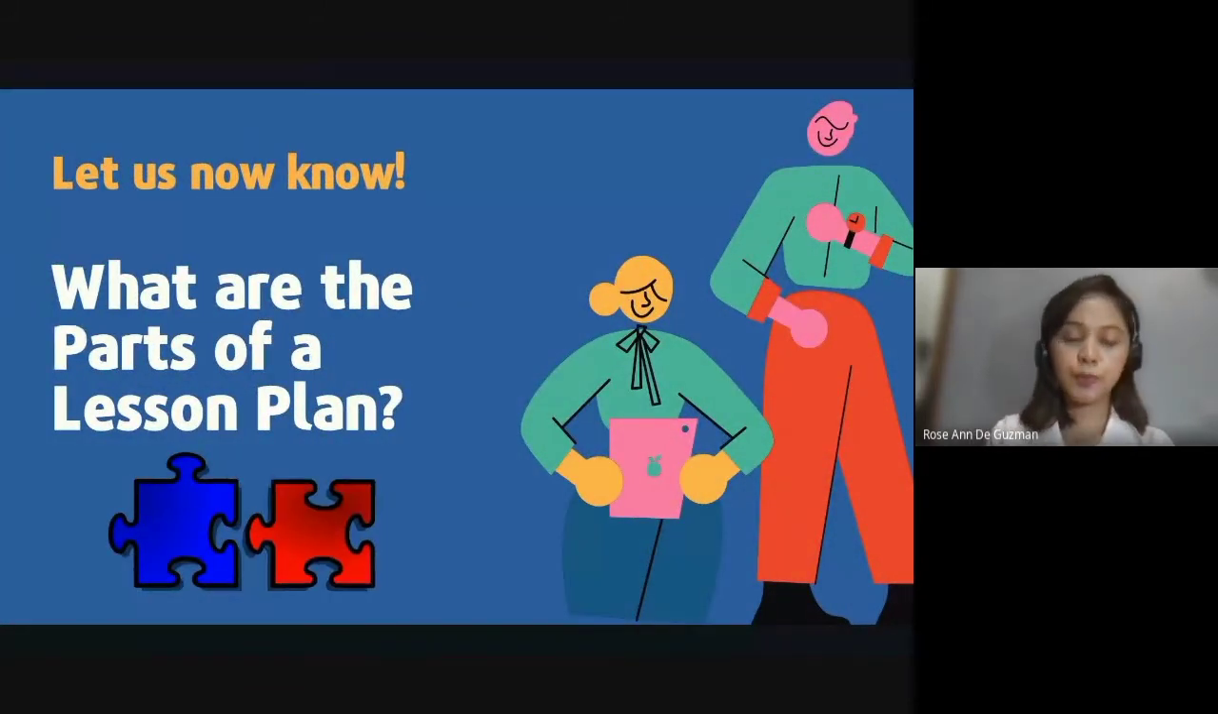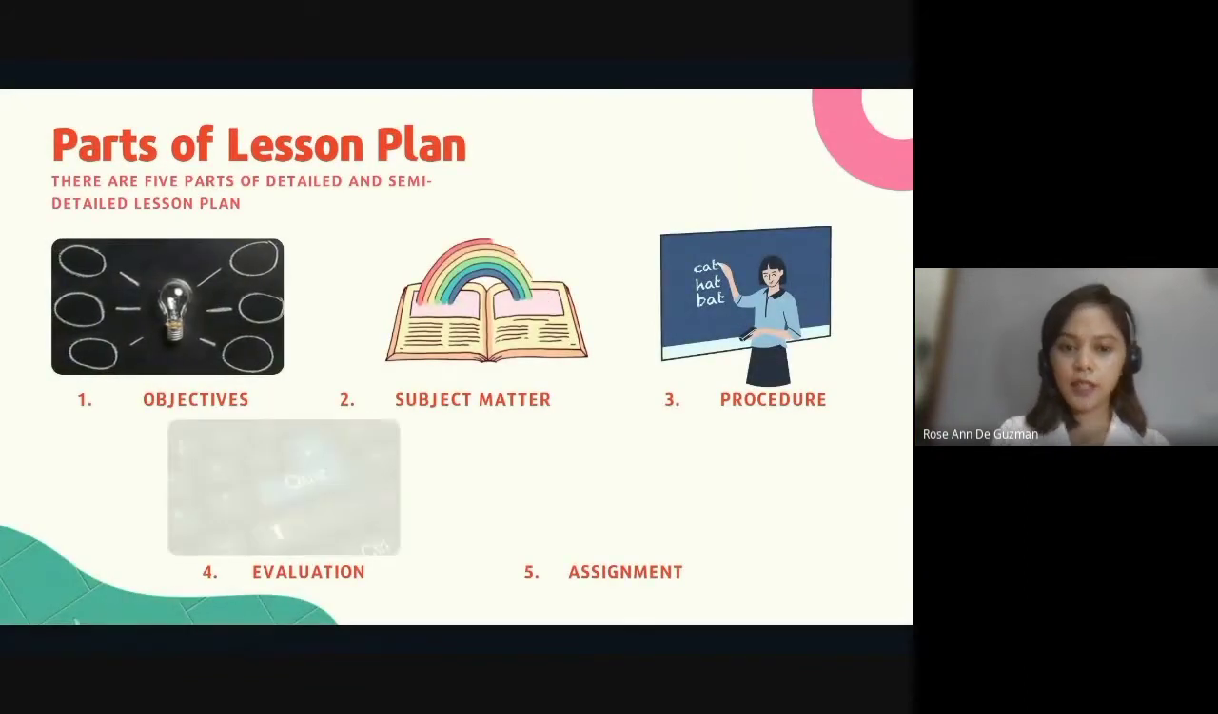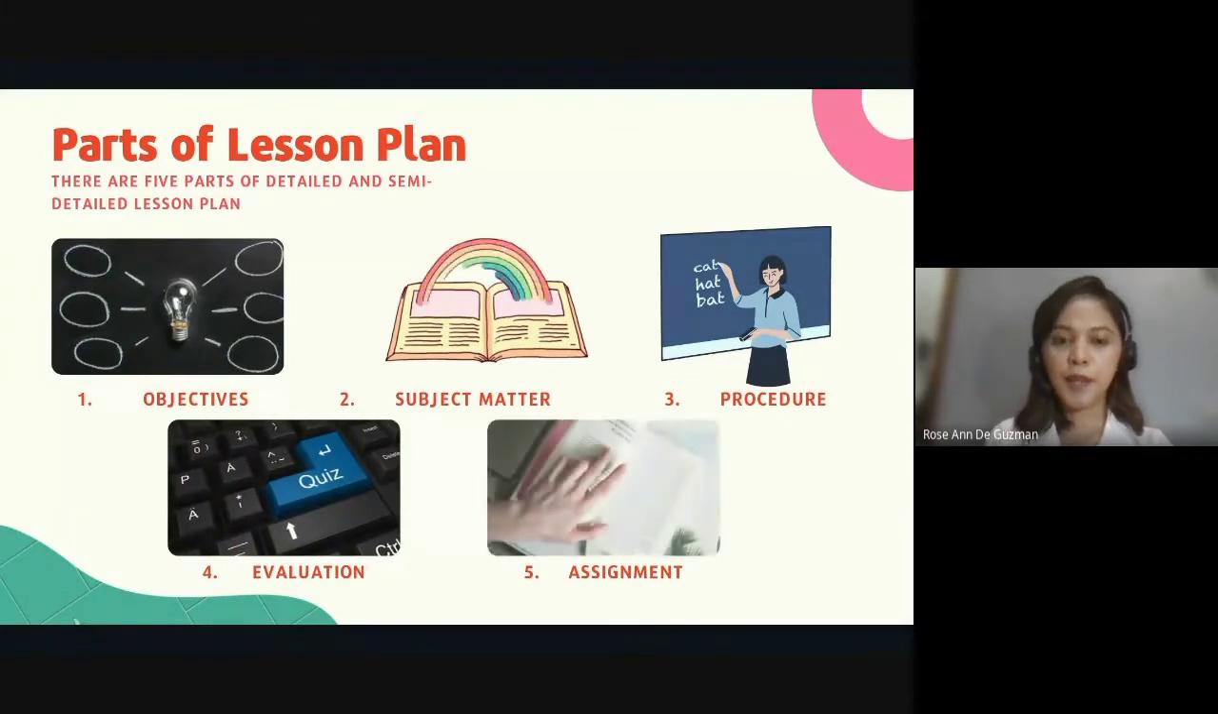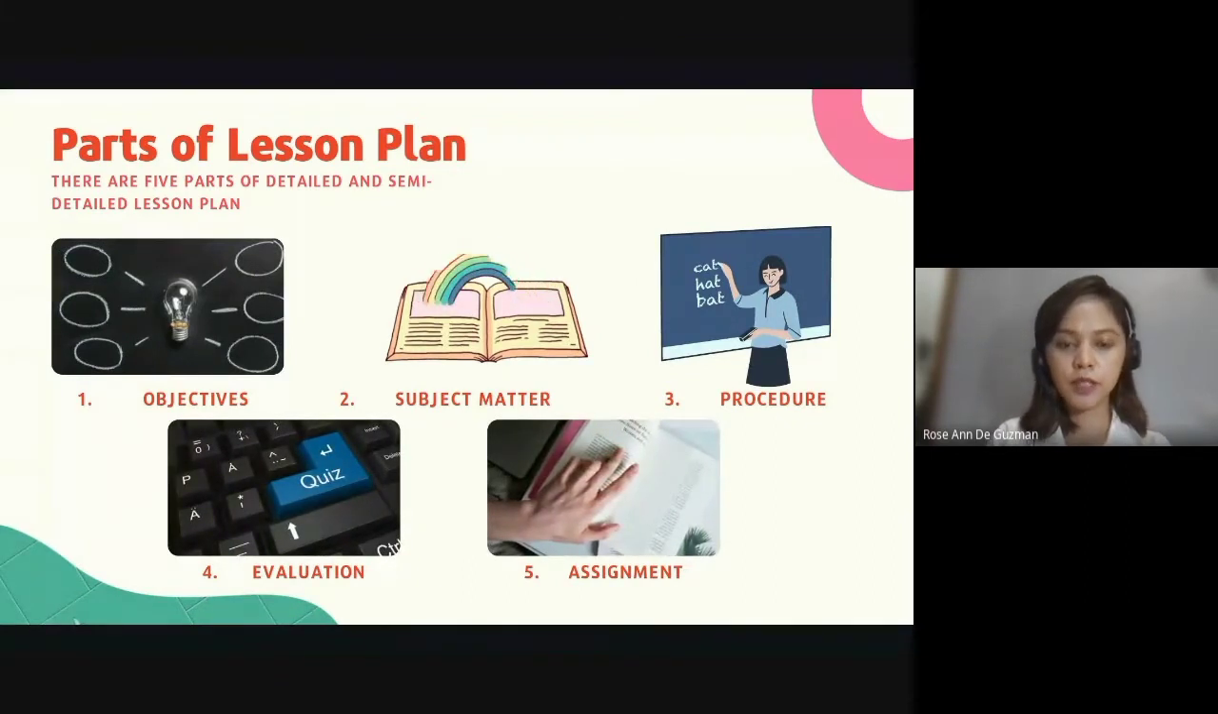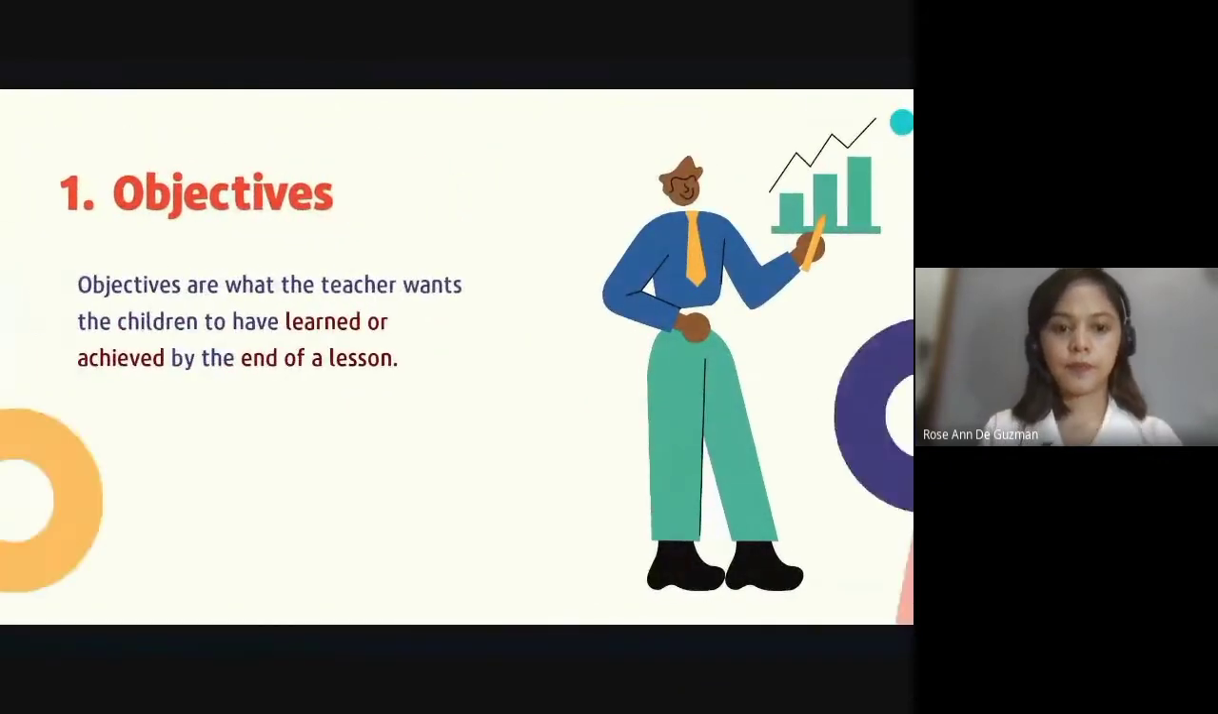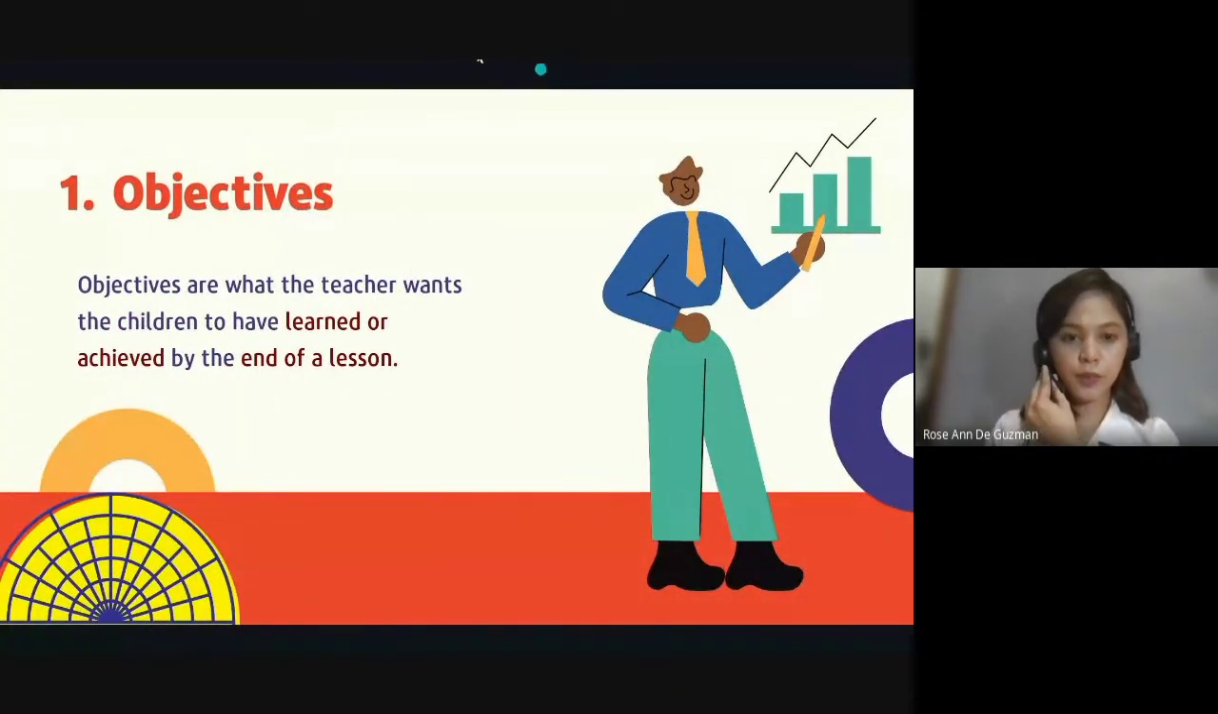So let us now proceed to the parts of a lesson plan. Whether detailed or semi-detailed, they have the same parts. It has objectives, subject matter, procedure, evaluation, and the assignment. So now, let us proceed first and define what is objectives. Anyone who wants to read?